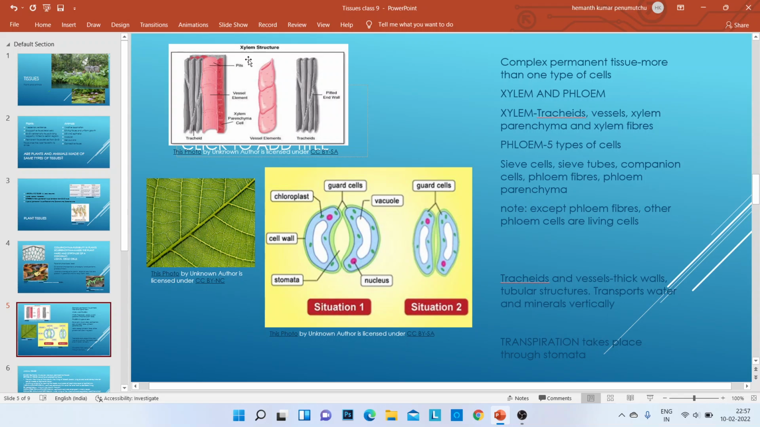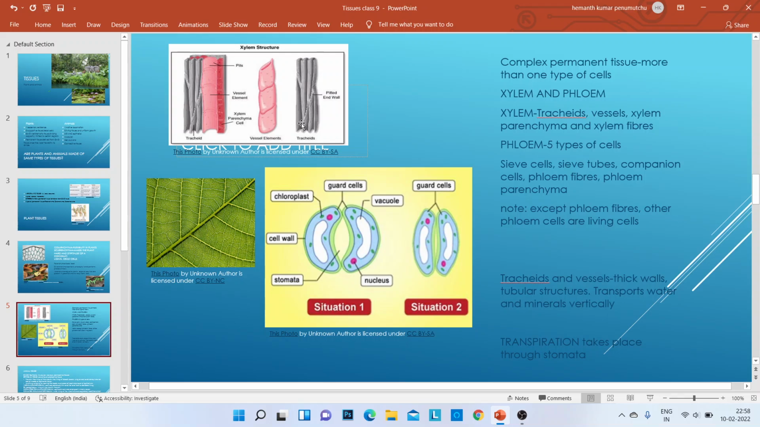Xylem helps in movement of water, whereas phloem helps in movement of food. In food we have the letter O, and in phloem also O is there, so remember it as phloem for food and xylem for water and minerals. If you see phloem and xylem, they are vascular tissues. Vascular means vessels, like tubes. Here we can see the tubes.